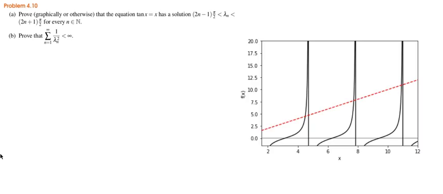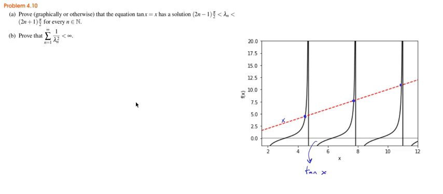So I'm going to just paste the function tangent of x here in black, right? So this is the tangent of x, and this is x, right? And so the equation tangent of x equals x means the points where these two curves coincide, right? These vertical black lines are the asymptotes of the tangent, right?